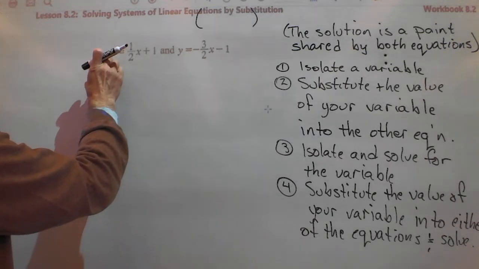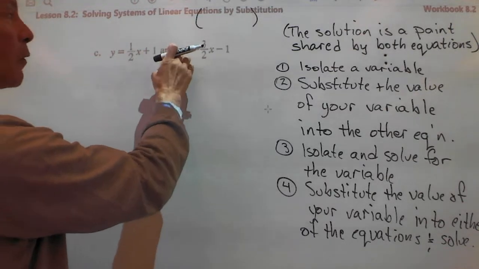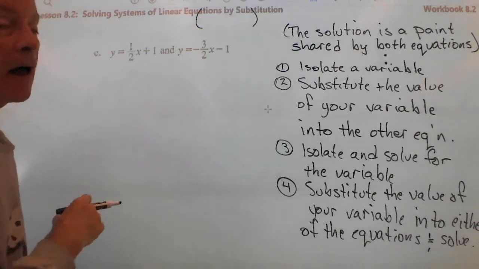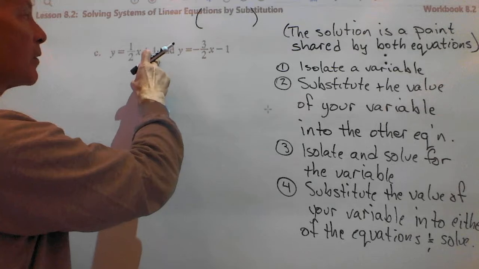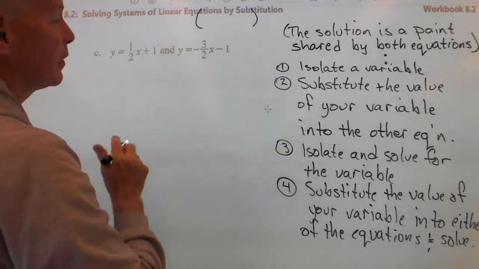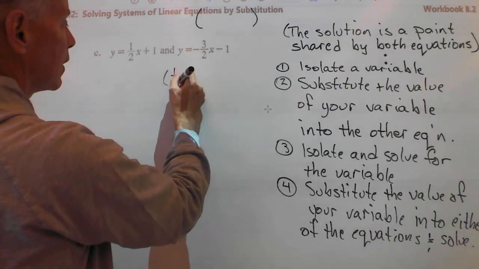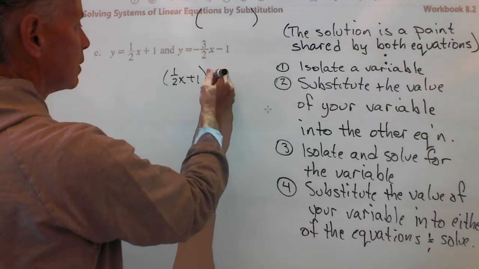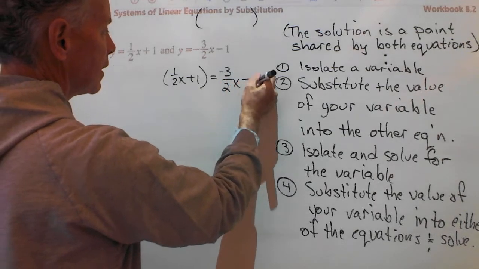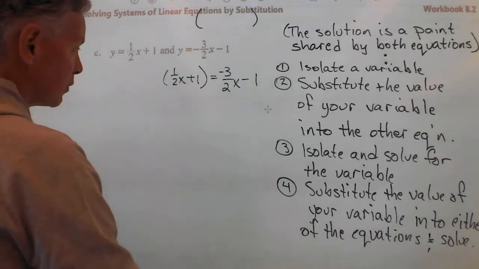Okay, so we know that y equals 1/2 x plus 1. So that means over here, we can sub in wherever we see y, that value of 1/2 x plus 1. So the variable's already isolated. We move to step 2, and into this equation, wherever I see y, I'm going to write 1/2 x plus 1. On the other side, it's still -3/2 x minus 1. Okay? We can't simplify on the left side, so we'll just drop the brackets.